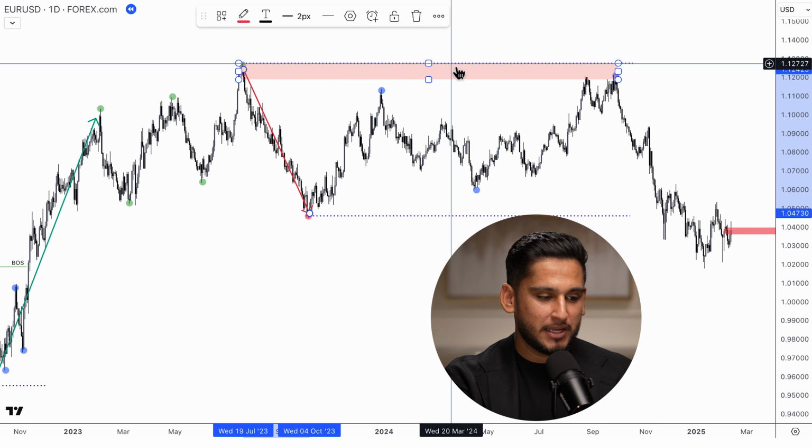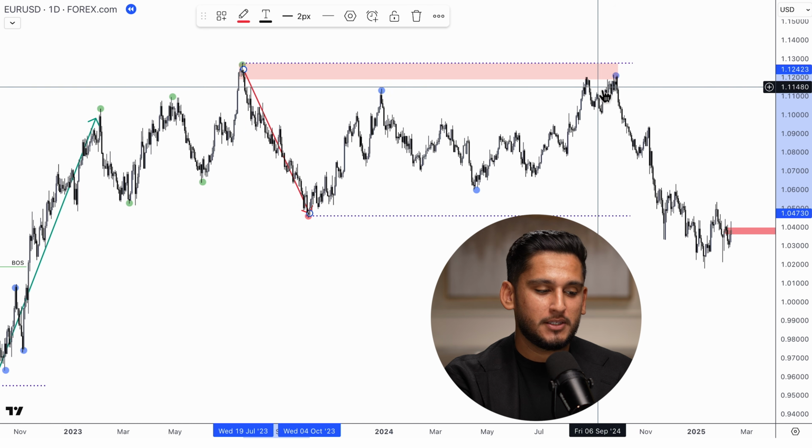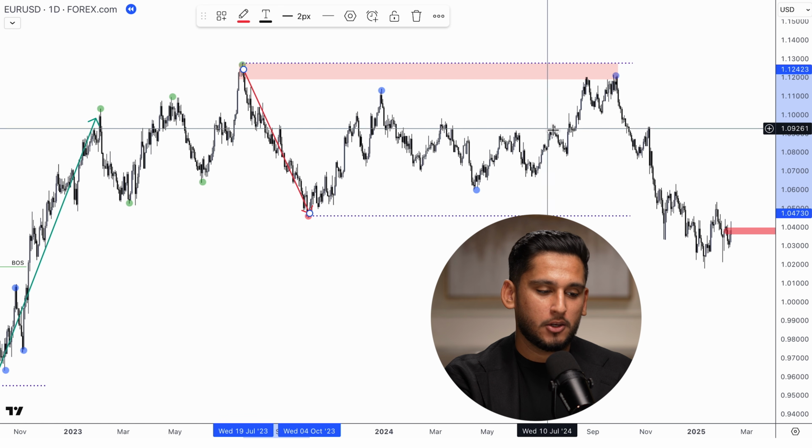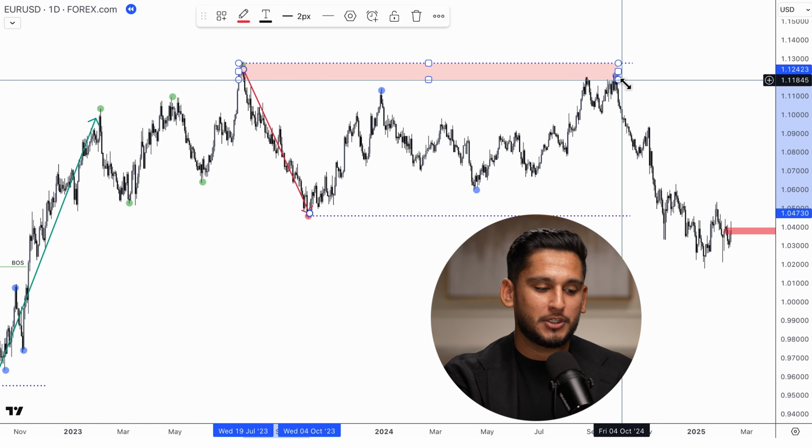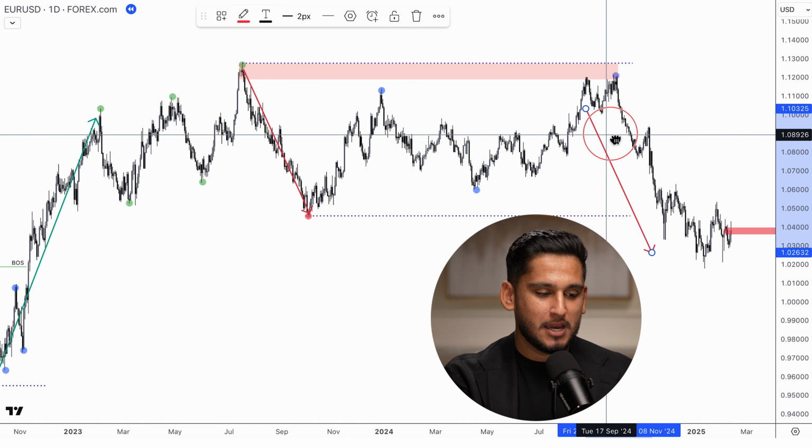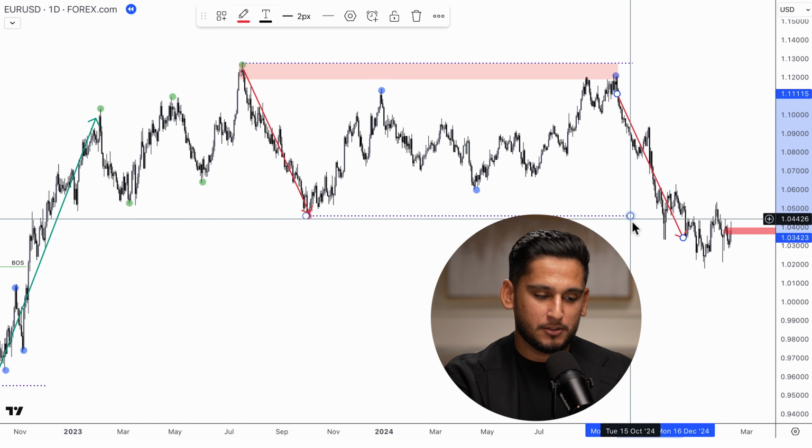We are inside of the range, the dotted lines. We have come all the way to the extreme with internal higher low, internal higher high. We have reached the extreme. And then what happens next? We see a bearish push because we break the range low.